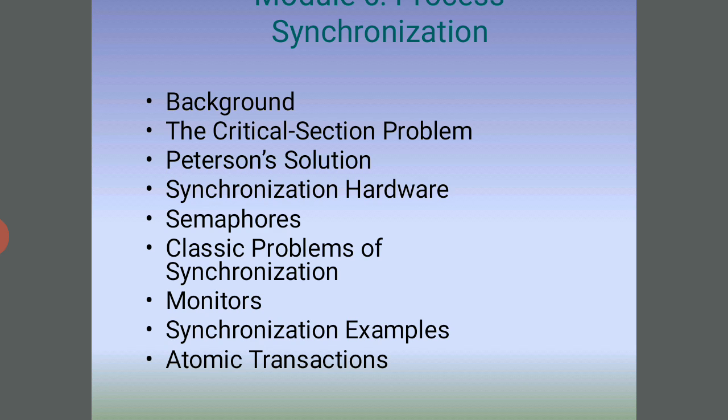Disabling interrupts on a multiprocessor environment can be time consuming, as the message is passed to all the processors. This message transmission lag delays the entry of threads into the critical section, and system efficiency decreases. So the synchronization hardware solution is not easy to implement for everyone.